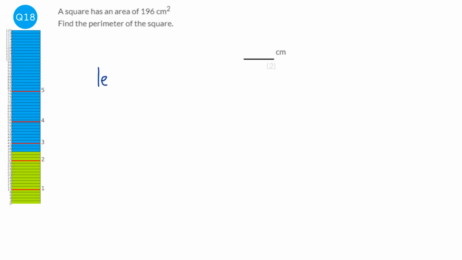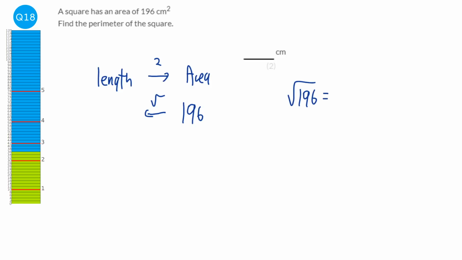To get from the length of a square to the area, we square the length. To work backwards, what we do is we square root, because the inverse of square is square root. So we've got 196, and we're going to square root it to find the length. So we work out the square root of 196, which is what number times itself is 196. And you should learn the square numbers from 1 to 15, so you should know that the answer is 14. So the length, therefore, is 14.